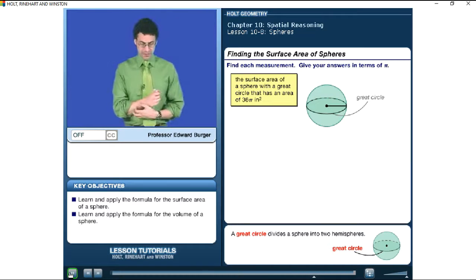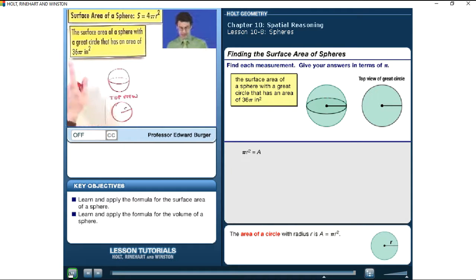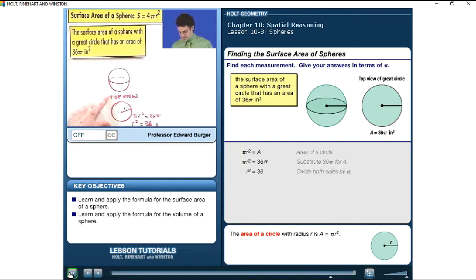And I want to find the surface area. Well, I've got the formula. But all I know is that the area of the great circle is 36 pi. Well, what does that mean? If I take a look at a top view, then here's the great circle. I don't know what the radius is, but its area is 36 pi. Well, we know the area is pi r squared, and that equals 36 pi. If I divide both sides by pi, I see that r squared has to equal 36, which means r has to be either plus or minus 6. But of course, we know r is positive, so r must be 6. So this sphere has radius 6.